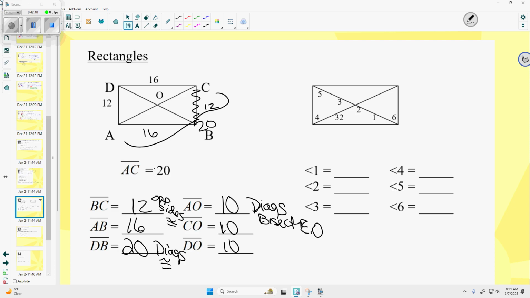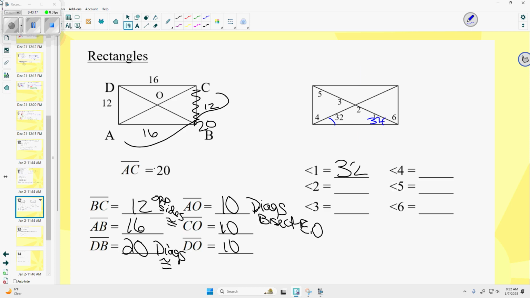So I could combine these two pictures, the one on the left and the one on the right. I could put them all into one problem where you've got to find all the missing angles and the missing sides and lengths of diagonals. How much is angle 1 going to be in this next picture? 32. Somebody else tell me why it's 32. Because of the line of symmetry. If I folded this straight down the middle vertically, 32 and 1 would end up on top of each other.